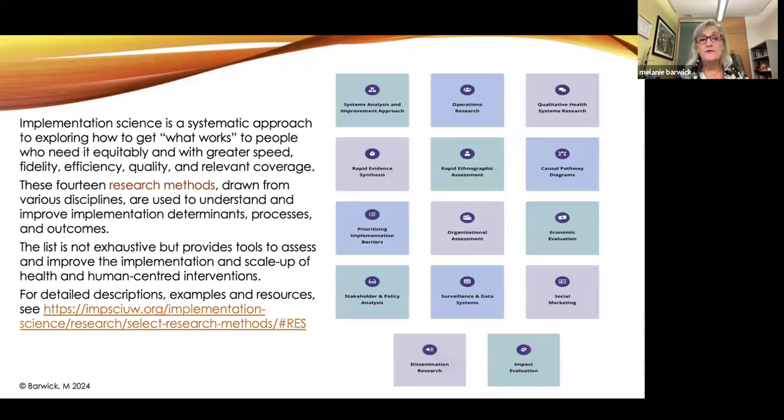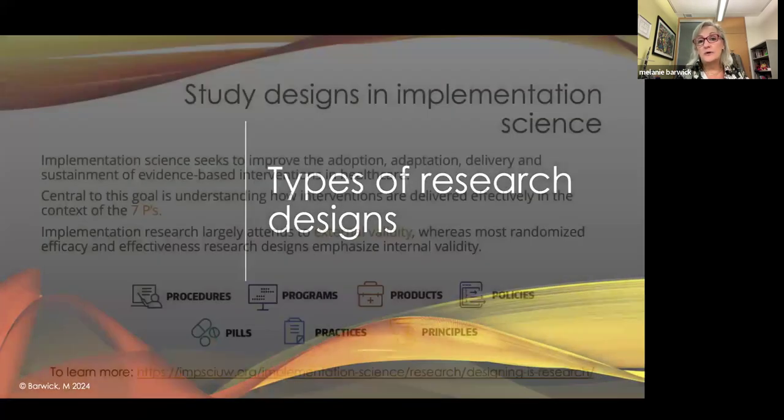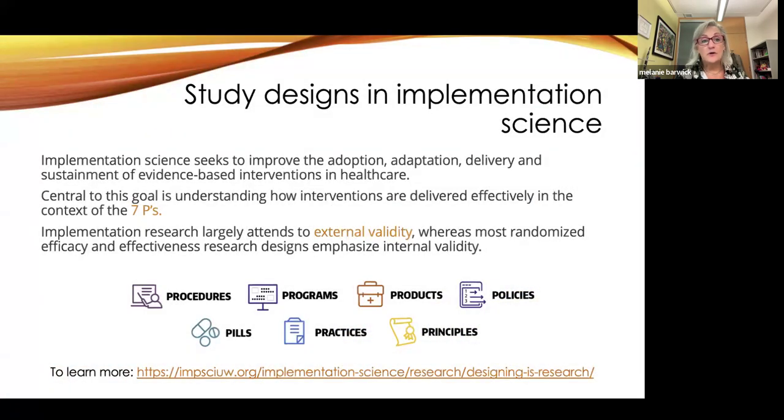So, which research methods are you going to draw from depending on what you're doing? This is not an exhaustive list, but it gives you 14 different types of research methods typically used in these kinds of hybrid studies and in other implementation science designs. You want to be thinking about your research design. So, the 7 Ps of how is that implementation actually going to happen? What are the procedures? What are the programs? What are the products, etc.